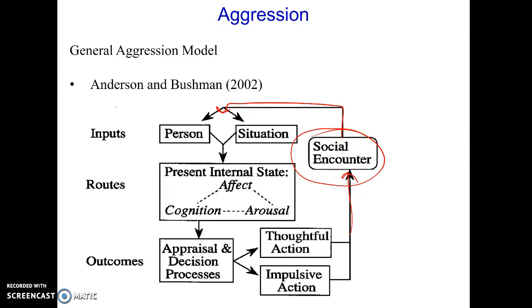Guess what? That person pushing you back harder is the new situation. It's going to influence your internal state, which is going to influence your appraisal processes, likely leading to an impulsive action that's aggressive. Now, your new social encounter is going to be you punch them. Well, they get up from the punch, and then all of a sudden they get a beer bottle and hit you in the head with it. Guess what? That's your new social encounter. It feeds back into the situation. And it keeps going over and over again, round and round, until the aggression is done. Whether that means someone is knocked out, someone's dead, or someone breaks up the fight, who knows? But this is going to cycle over and over again until it stops.